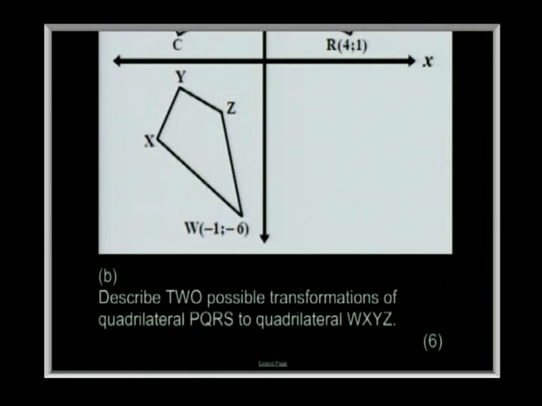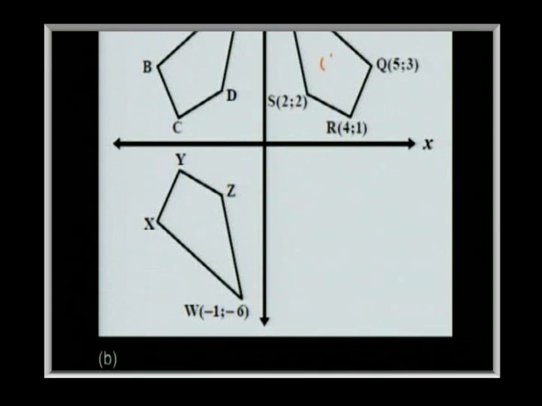Now they say describe, which means they now want us to use words. Describe two possible transformations of quadrilateral PQRS to WXYZ. So that's from this one to that one. So we need to think of two different things that we could do to make this one turn into this position.